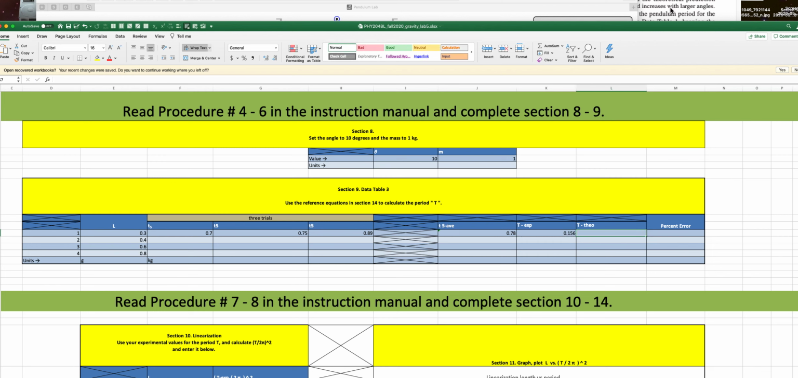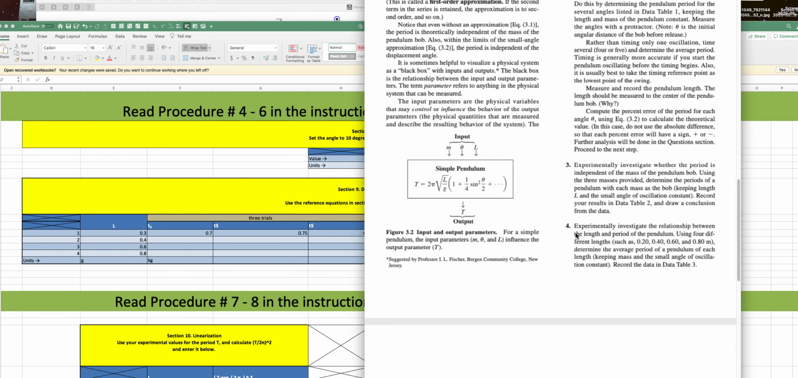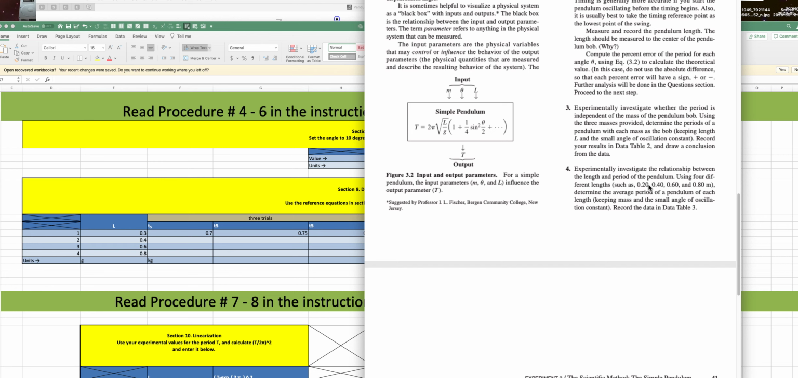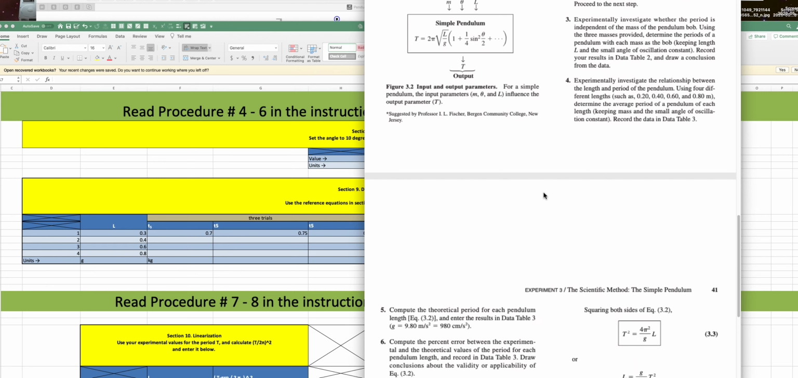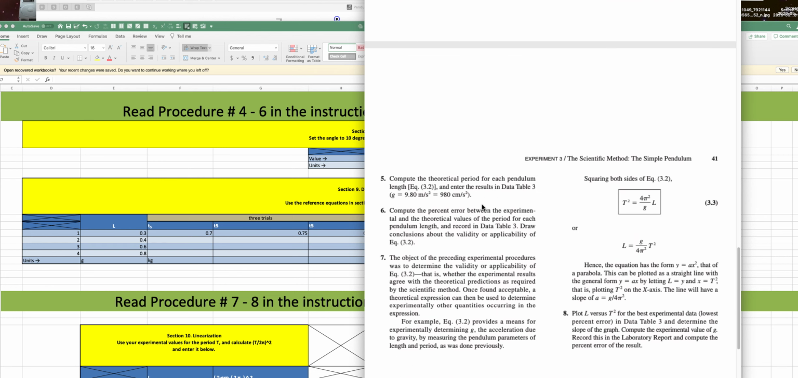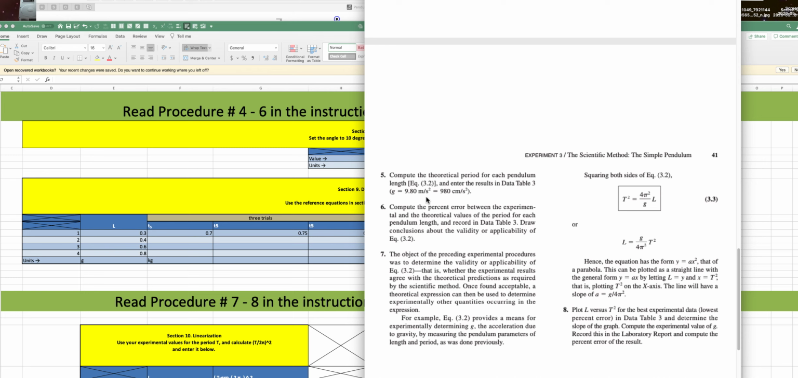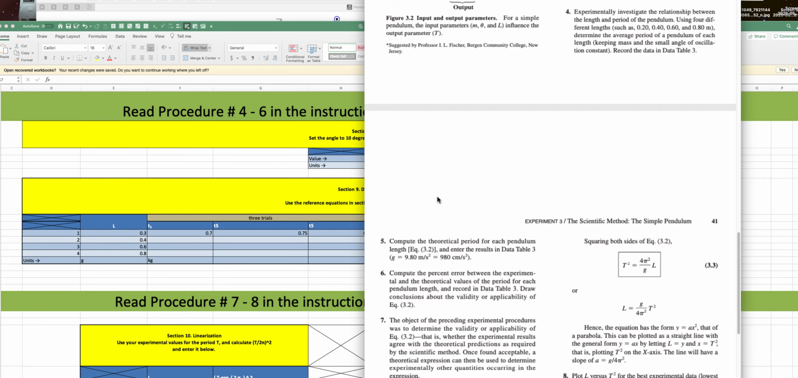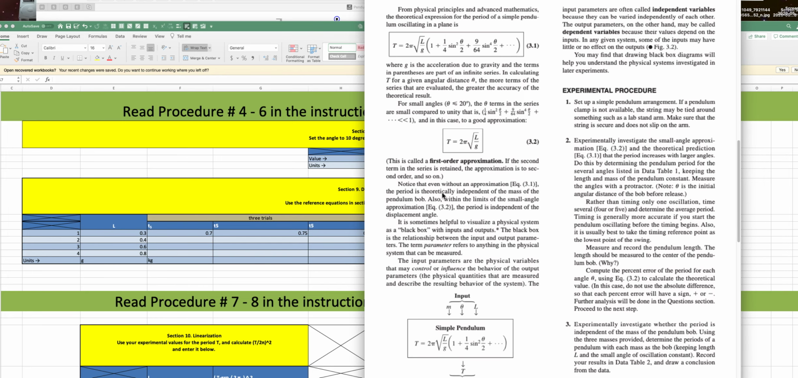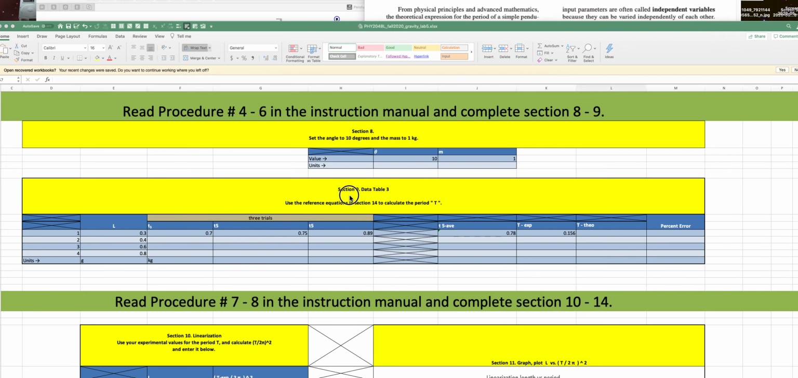So now this is in procedure 4 through 6. So you're going to read procedure 4 through 6. So again, you're changing the masses, and you're measuring the time for 5 cycles. And so you're going to calculate the value. You're going to have to use the equation that they tell you to. It's either going to be equation 3.1 or 3.2 to calculate the theoretical period. You're going to put that number there. And then you're going to calculate the percent difference between this number and that number.